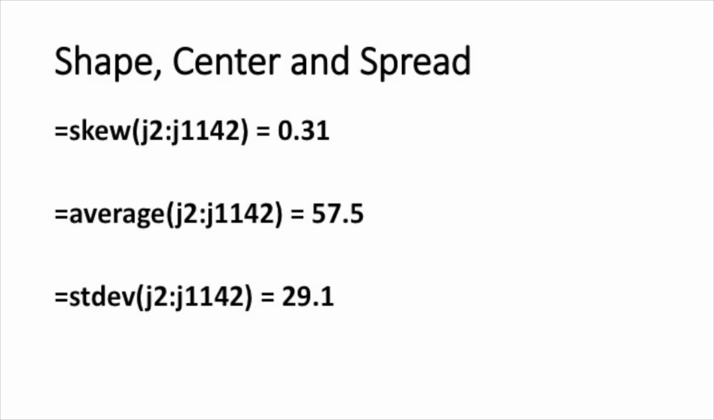To calculate the mean in Excel, we use the formula =AVERAGE(J2:J1142). And we use this formula in Excel. It tells us that the average wait time is 57.5 minutes. And then we use the standard deviation to characterize the spread. And the formula in Excel is =STDEV(J2:J1142). We find out the standard deviation is 29.1 minutes.